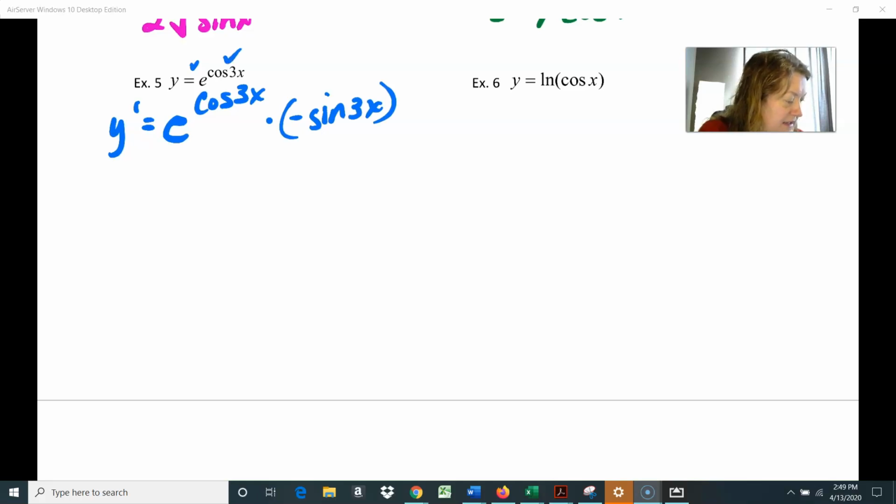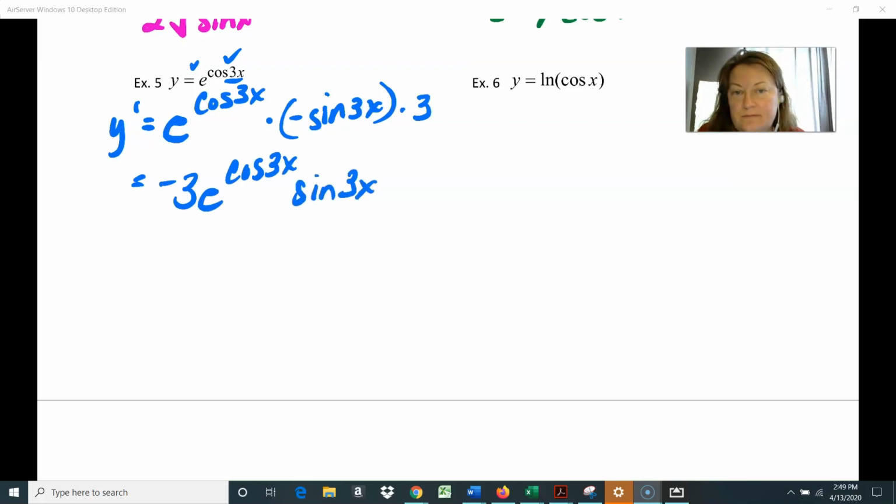Okay, and then I still have the stuff on the inside, which is 3x, so one last chain rule of 3. Okay. All right, so putting all those together, it looks like I have a leading coefficient of a -1 and a 3. So I'll put the -3 in front, and then I can either repeat the e first or the sine. It doesn't really matter. So e to the cosine of 3x times sine of 3x. Okay, so that had a chain rule that had 2 additional chains on top of the first one.